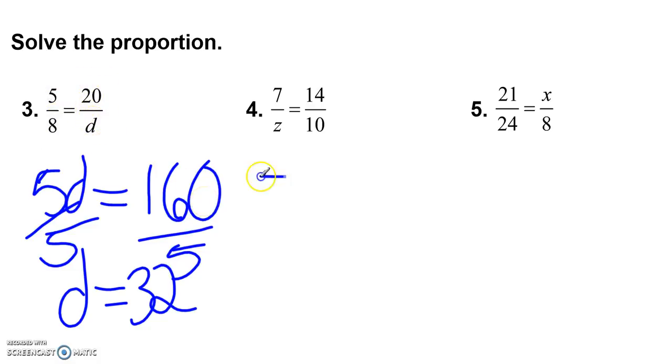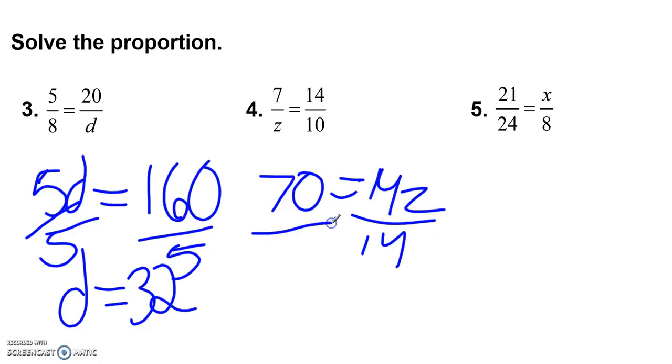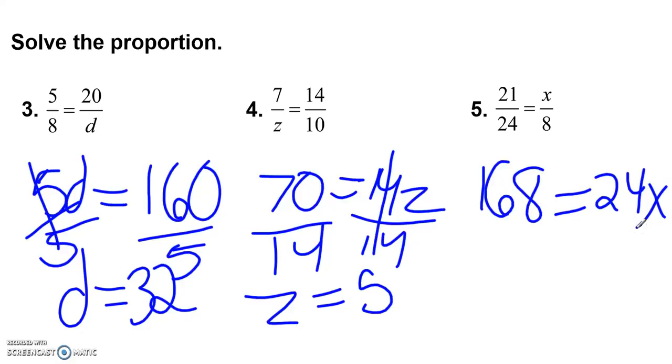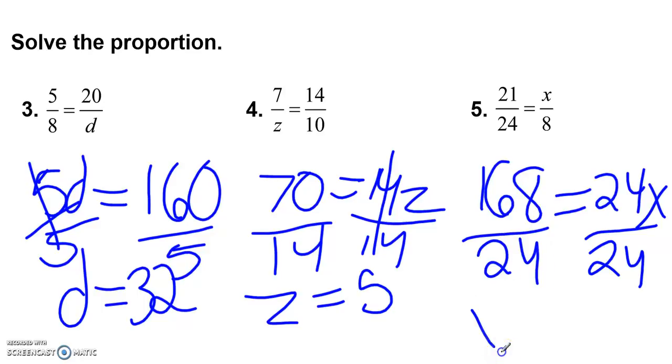Okay, and then 7 times 10 is 70 equals 14z. Okay, then divide by 14, divide by 14, our z equals 5. Okay, and then again plug that back in and see if it's right. And then we have 21 times 8, and that gives us 168, and equals 24x, okay? And then you're going to divide both sides by 24, that gives us x equals 7. Okay, again, plug that back in.